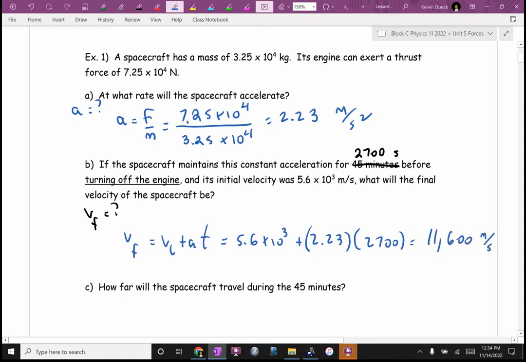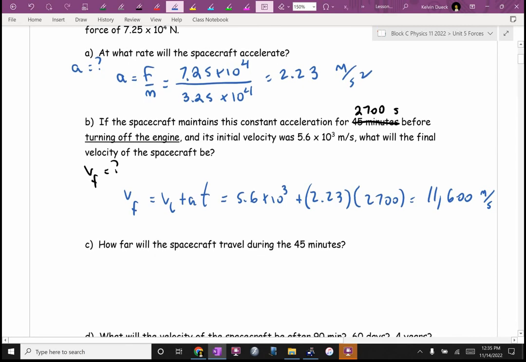Is that fast? That's 11.6 kilometers a second. Is that impossible fast? No, we've got humans to that speed in spaceships before. You'll learn in physics 12, escape velocity from the Earth is about 11.1 kilometers per second. To get to the moon, we had to achieve faster than escape velocity. So we've had astronauts faster than this. Not significantly, probably 13,000 meters per second, but we've done it.